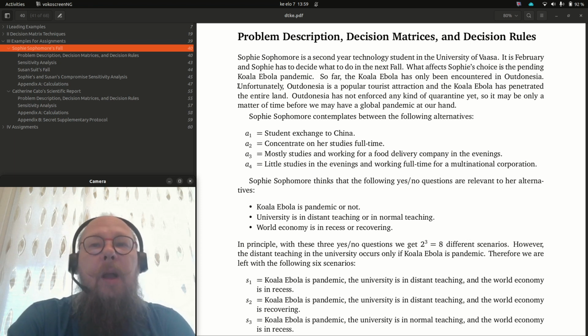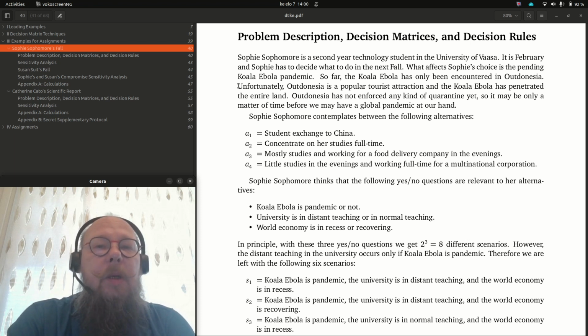So far the koala Ebola has been encountered in Australia, but unfortunately Australia is a popular tourist attraction and the koala Ebola has penetrated the entire country. Australia has not enforced any kind of quarantine yet, so it may be a matter of time before we have a global pandemic at our hands.